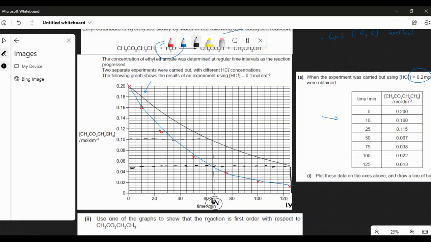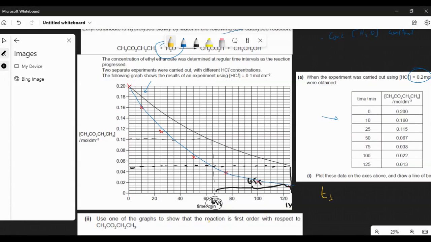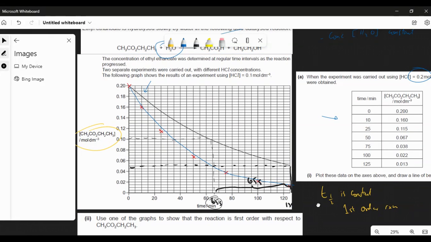So the first half-life is 65, and from here to here is another 65 seconds. What you're supposed to know is that if the half-life is constant, then it must be a first order reaction with respect to the ethyl ethanoate, because that's the thing we're looking at. Hope that makes sense. So that's how we show it's first order. Okay, so that's that one done.